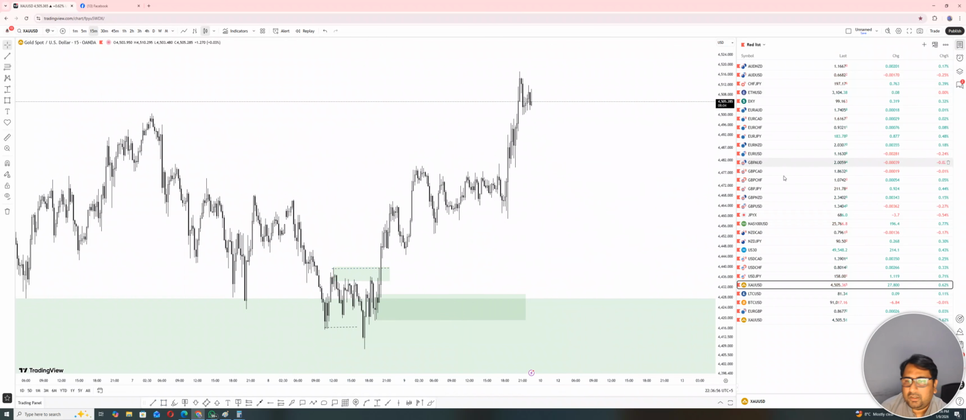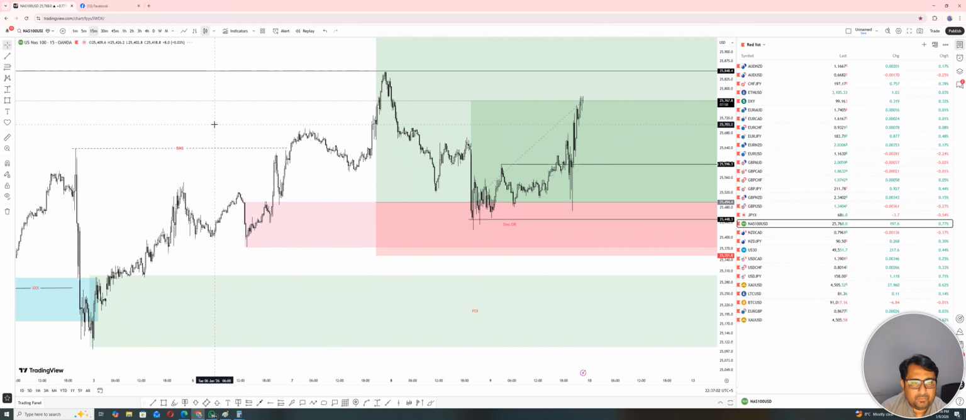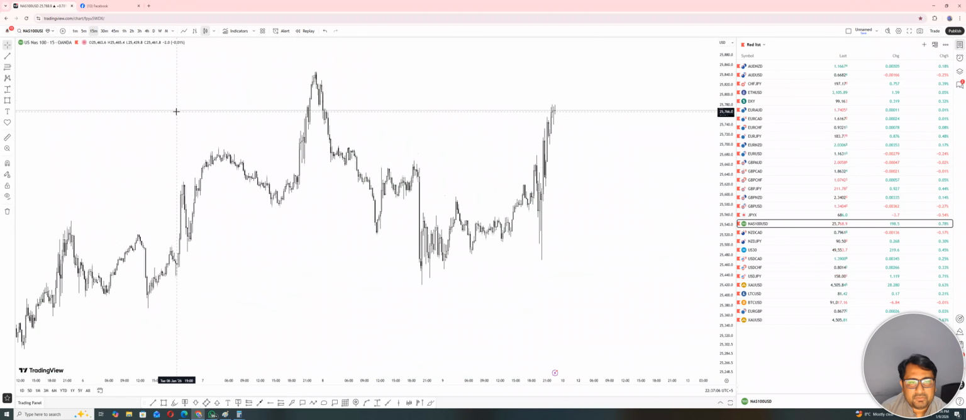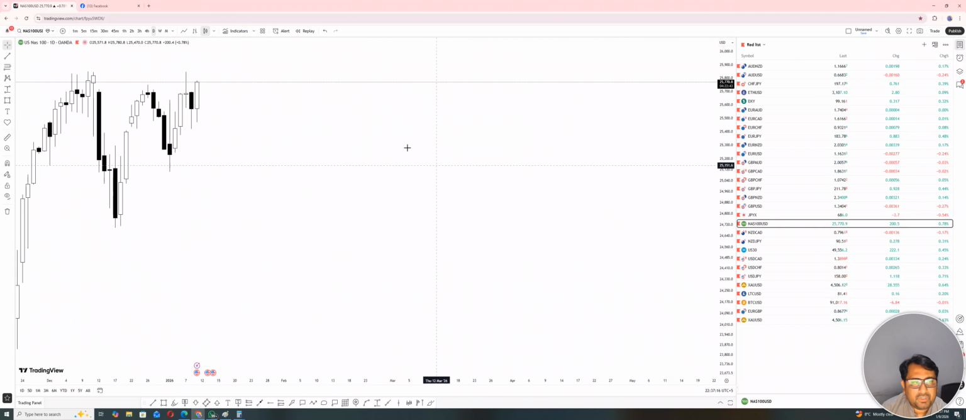For example, we have Nasdaq. This trade we shared in the free and premium channel, but we closed before because the market went high and then suddenly moved down. Now you can see that we have a daily fair value gap on this area. We have a weekly time frame.